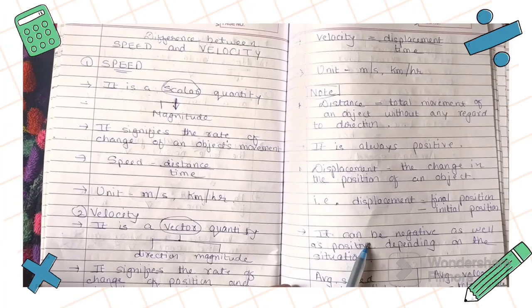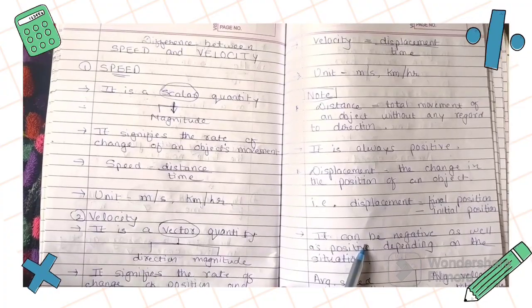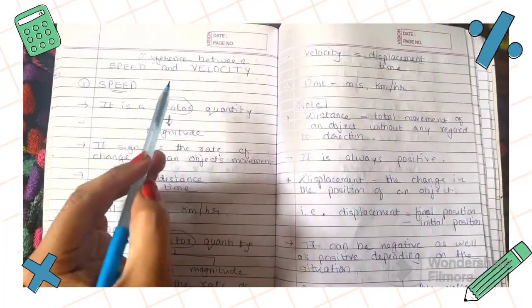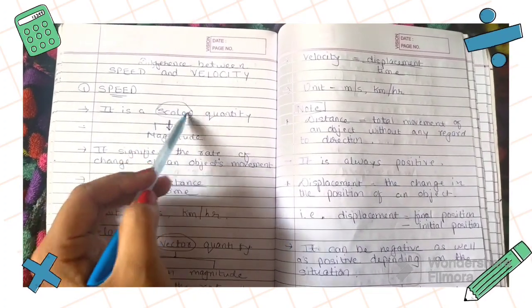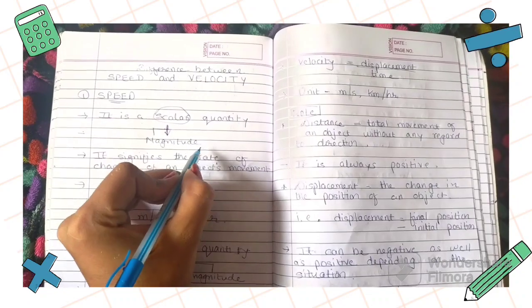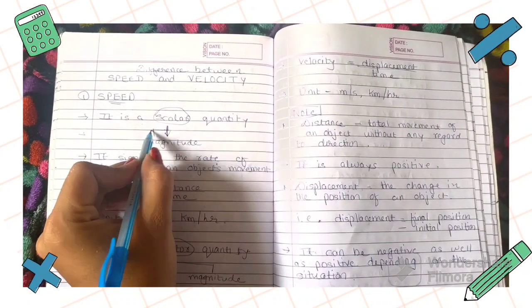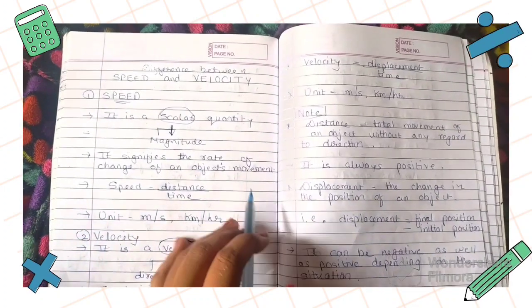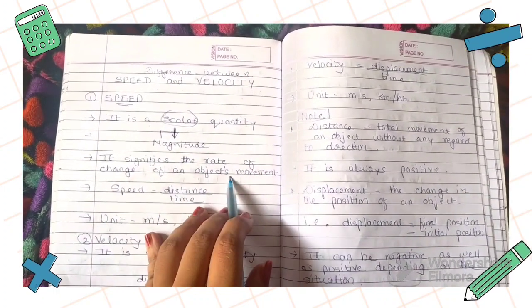So our today's topic is the difference between speed and velocity. So what is speed? It is a scalar quantity. Do you know what a scalar quantity is? The quantity which requires only magnitude to measure it, that is the amount, is known as a scalar quantity. It signifies the rate of change of an object's movement.